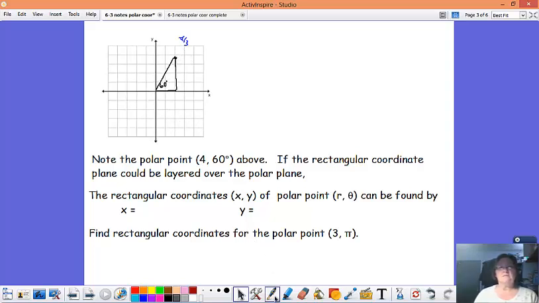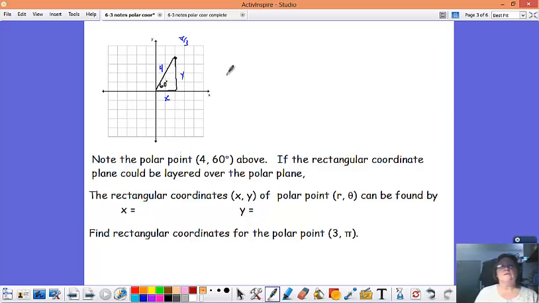That point is still a point in a coordinate plane, and it could have its own name in the XY coordinate plane. If we think about this, it had a radius of 4. We could find a y by using the sine of angle 60. We could find an x by using the cosine of angle 60. And remember what we've always said, x goes with cosine, y goes with sine.